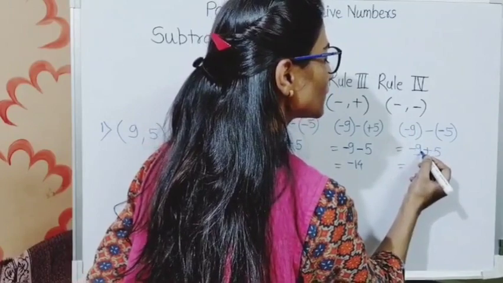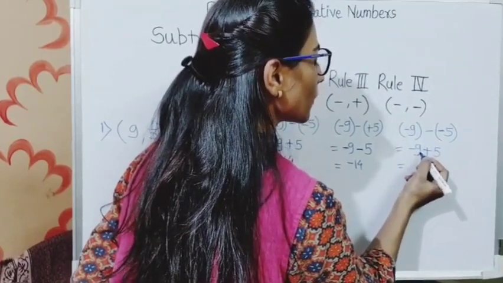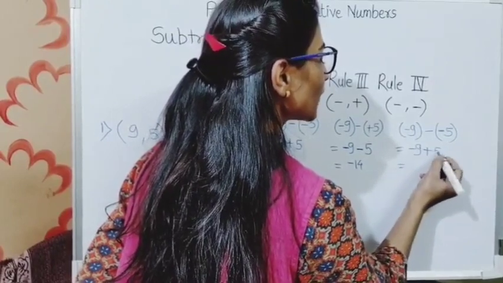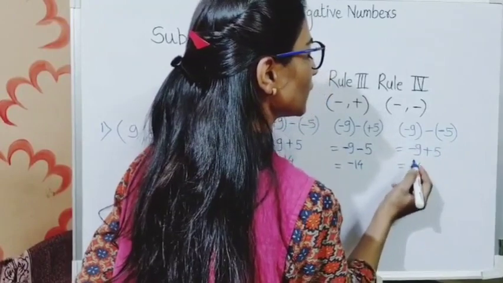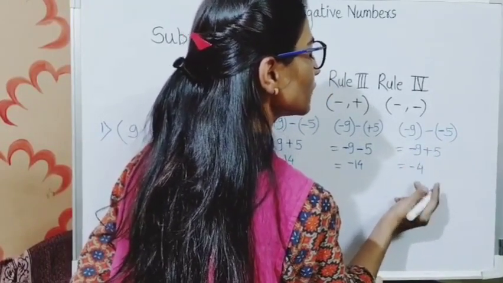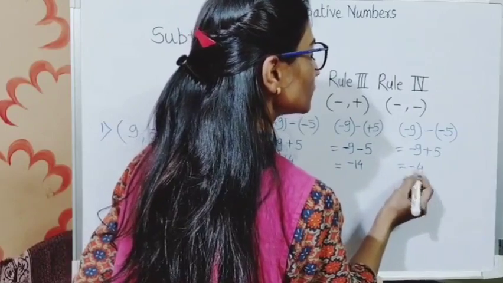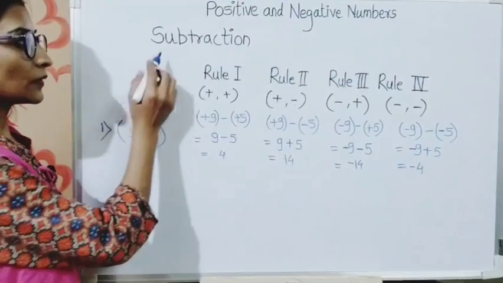Okay, so minus 9 plus 5 means what? We have to subtract this 5 from 9. Then 9 minus 5 is equal to 4, and we have to give a negative sign here because the biggest number contains a negative sign, so the resultant number will get a negative sign. So in this way we have to solve for subtraction.